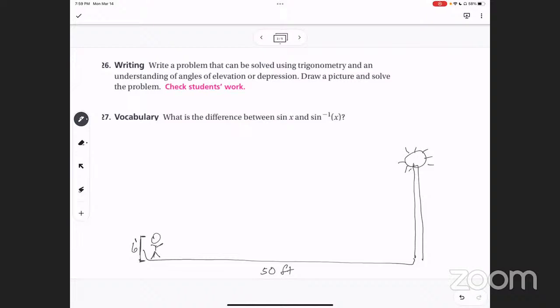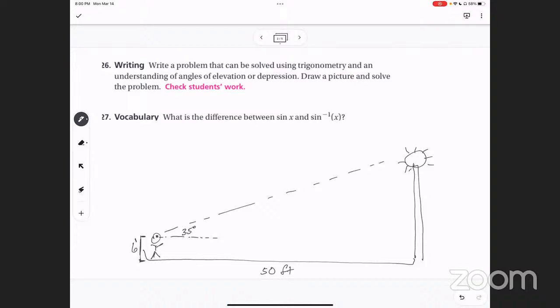I'm going to say you're 6 feet tall to your eyes. It's 6 feet from the ground to your eyes. And when you're looking up at the light pole, the angle of elevation is 35 degrees.